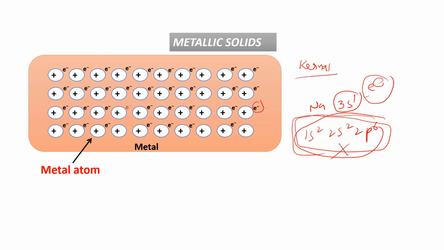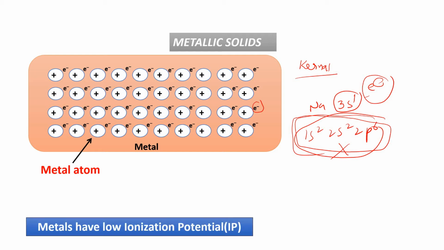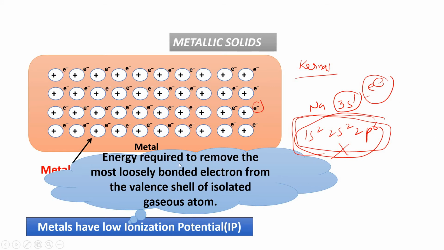Let me discuss that now. Metals have low ionization potential. Why? Because of the free electrons. Some electrons outside are free, so they are unstable and can be removed easily. That is the reason the ionization potential, the energy required to remove an electron, is low. The definition: the energy required to remove the most loosely bonded electron present in the outermost valence shell.